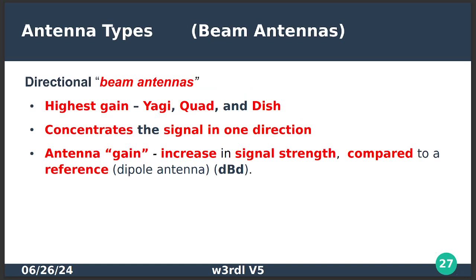Antenna types, directional beam antennas. So this is a Yagi, or if you want to pretend like you speak fancy speak, I call it a Yagi, but most people call it a Yagi. But that, like I say, this is the driven element. This is a reflector, and this is a director. They've all got names to them, and there can be more directors out there too.